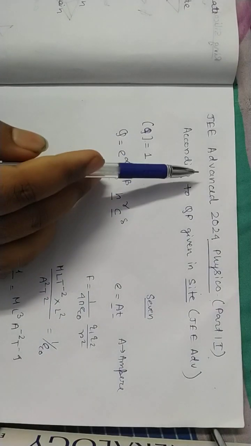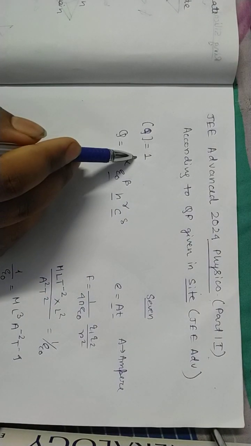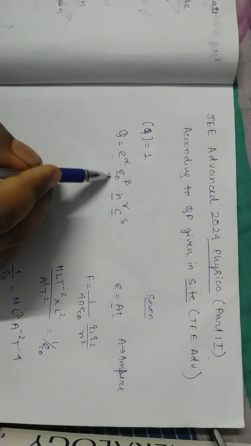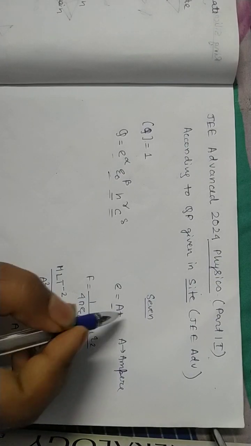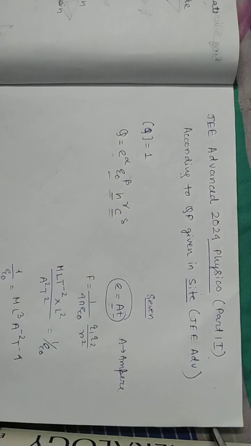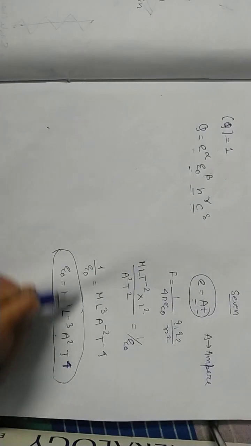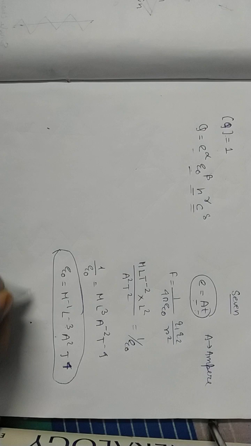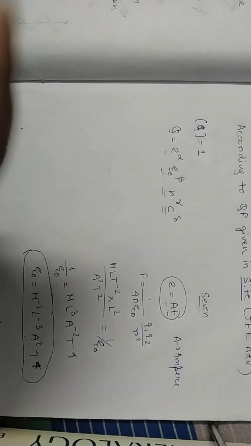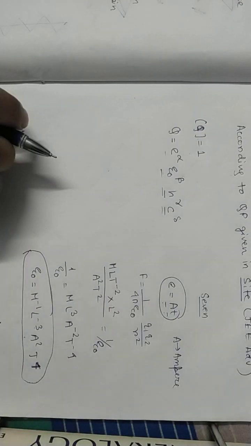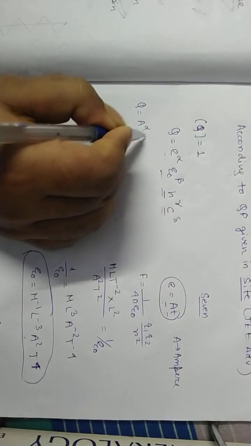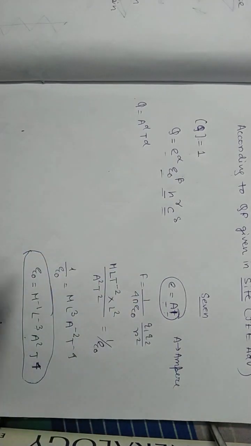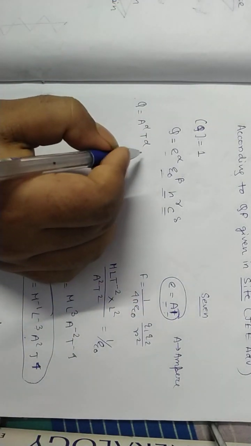So the first question was: given that there is a dimensionless quantity which is expressed in terms of E, epsilon naught, H and C. So we have the dimension of E is ampere times T, dimension of epsilon naught is this one, H is joule second, so we'll write it directly there, and C is LT to the power minus 1. So we have Q equal to ampere alpha T alpha, this is capital T, time T alpha.